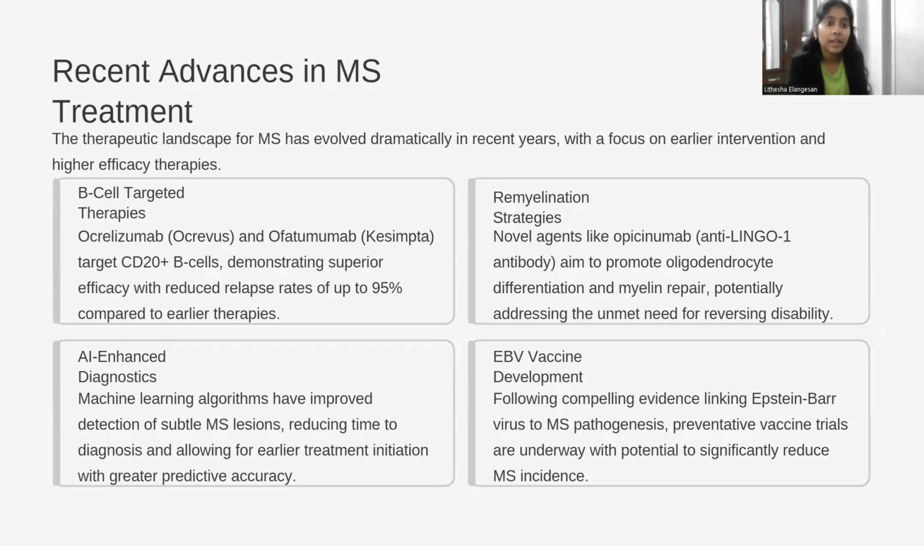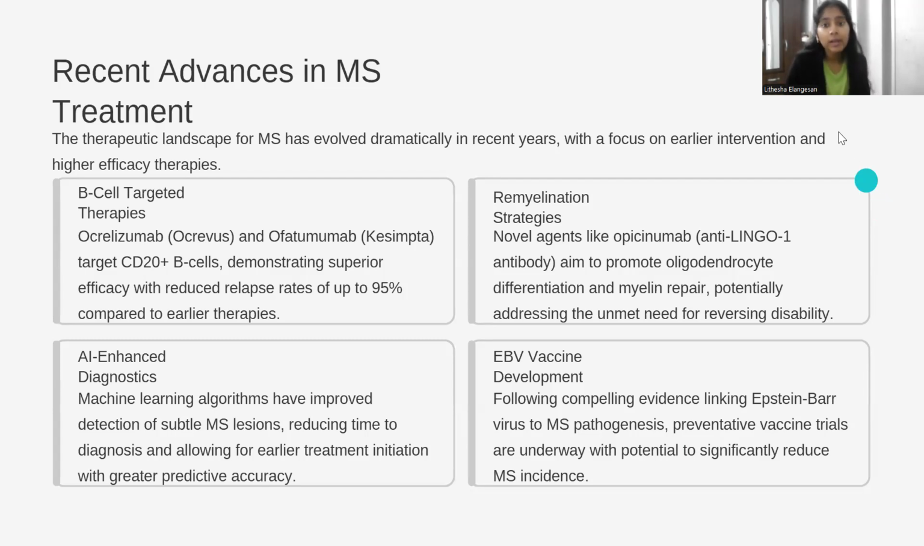We have two examples of B cell targeted therapies. Ocrevus and Kesimpta target CD20 positive B cells, which are basically B cells that have the CD20 protein present on their cell surface. These therapies target those proteins and can cause a destruction of those B cells, so the B cells will no longer be produced. As a result, many people have shown reduced relapse rates of up to 95% compared to earlier therapies, which is a good thing.